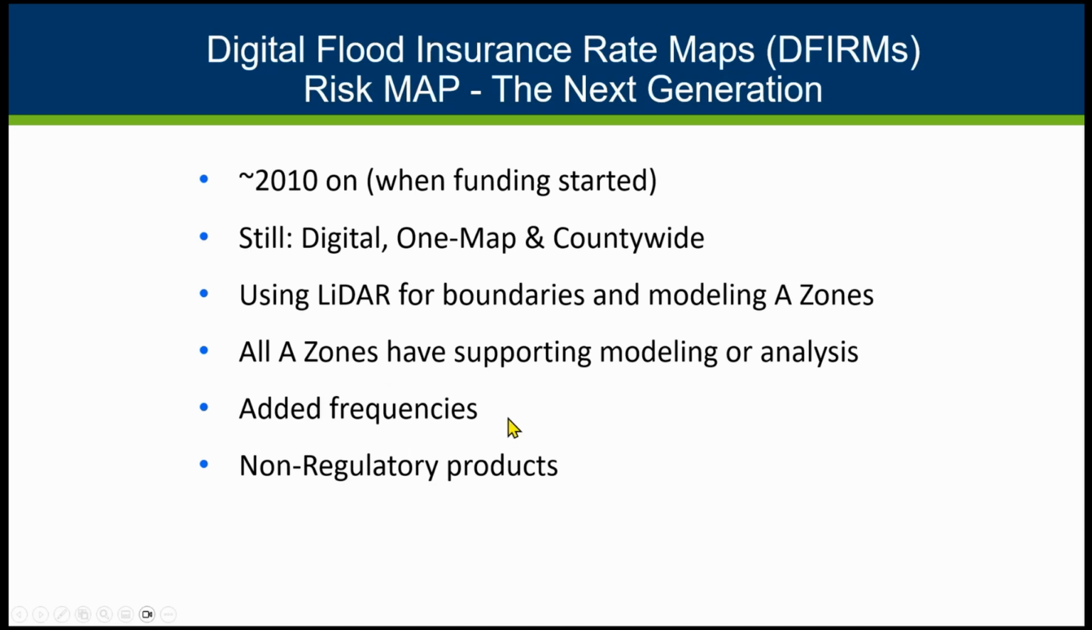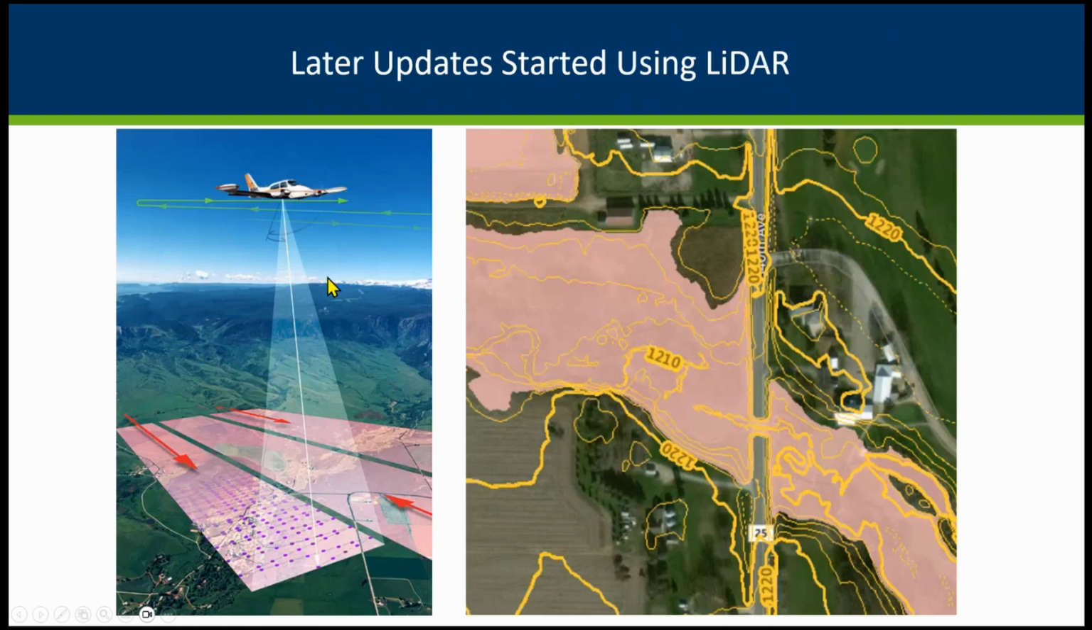And I mentioned the added frequencies, and Mary will mention some of the non-regulatory products. So this is LIDAR. Plane goes along, shoots down light. They know the speed of light, and they can calculate the ground elevations and get some really nice information.